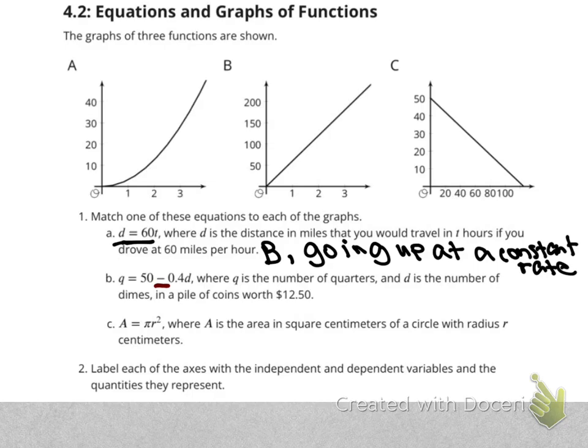If this was written in y equals mx plus b form, it would be written as y or Q equals negative 0.4D plus 50 if we were to rearrange it. That means there's a negative slope, because the number that your variable is attached to in the equation is your slope. So that's going to be your straight line going down, because it doesn't have a power of 2, so it wouldn't curve, but it's got that negative, so it's going to go down. So that's going to match with graph C. So C has a negative slope.